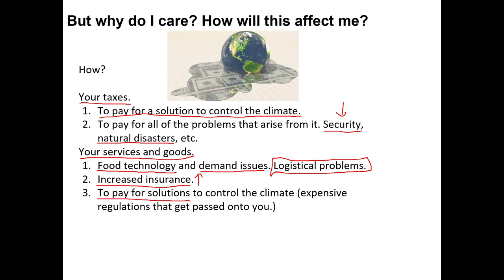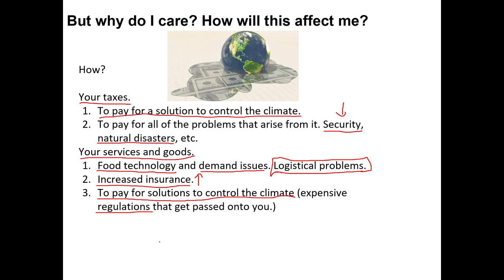You will pay for the solutions themselves. So instead of like taxes, you might pay for the regulations. So let's say we create a regulation that says, oh, cars can't emit that much more CO2. You'll have to pay for the mechanism in the car that reduces the CO2 emission. This is something that already happens.